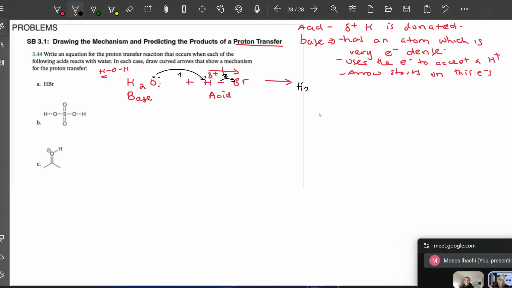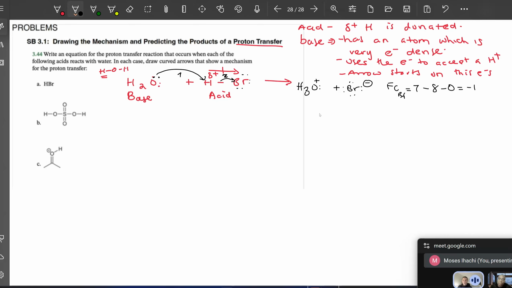That's how I decided here. We're going to get H2O plus, with a formal charge again, and then Br minus, with a formal charge again, because the Br has 8 electrons. If you do the formal charge of the Br, it will be a valency of 7. There's 8 dots, there's no line. So that is the mechanism, and it's a proton transfer from the acid to the base.